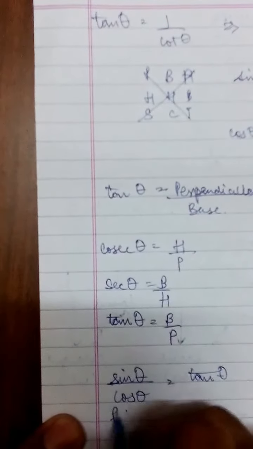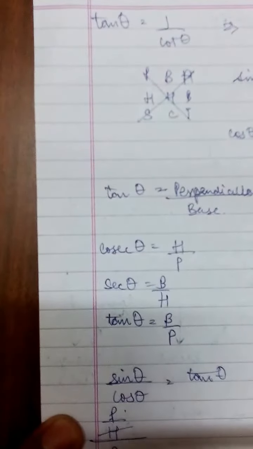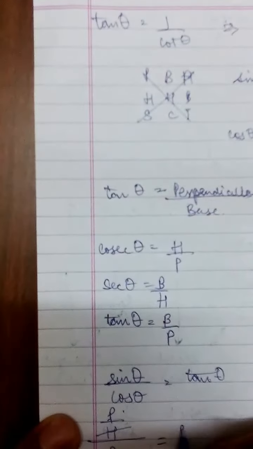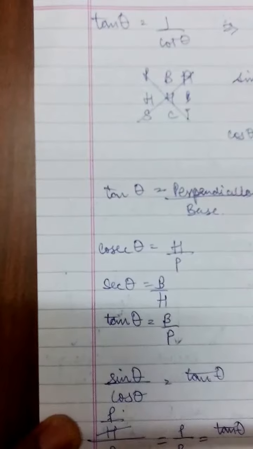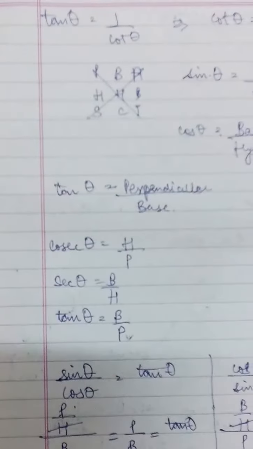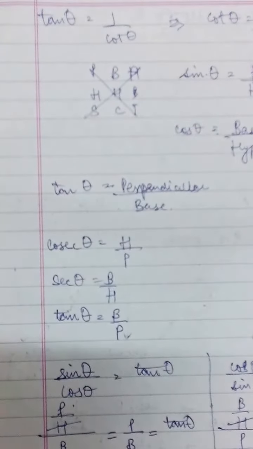And here sine theta upon cos theta, we have perpendicular upon hypotenuse upon base upon hypotenuse. Hypotenuse cancel out, leaving out perpendicular upon base, which is equal to tan theta. Fine. So this was the basics. Now we are moving towards the next step of trigonometry, which is the most important step.